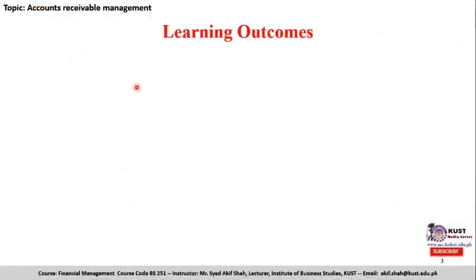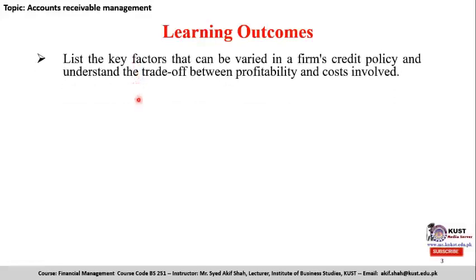As this lecture is in continuity to the previous 3 lectures, I'll explain a few learning outcomes which we have already achieved in my previous lectures. The first learning outcome is to list the key factors that can be changed or varied in a firm's credit policy, and to understand the trade-off between profitability and cost. We have already explained that trade-off if the company was changing its credit policy. So this learning outcome has already been achieved.